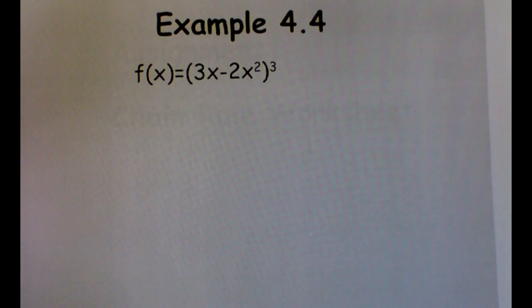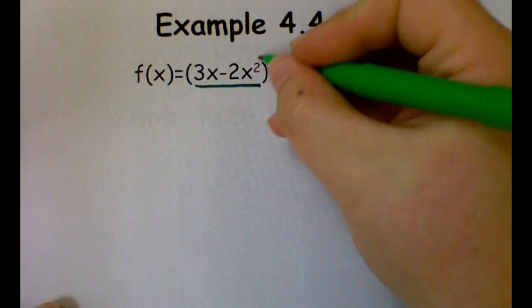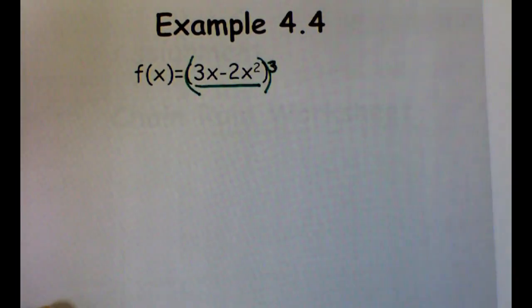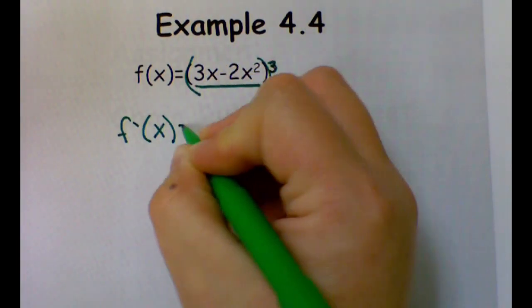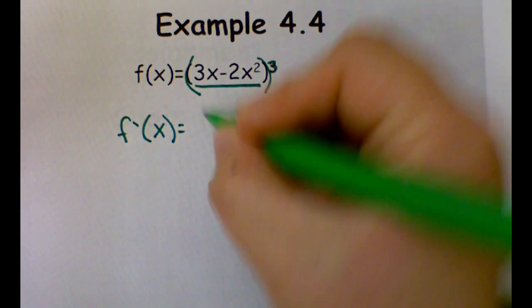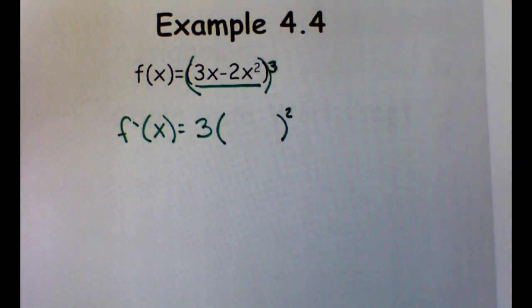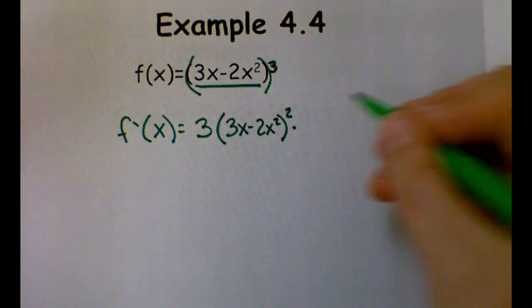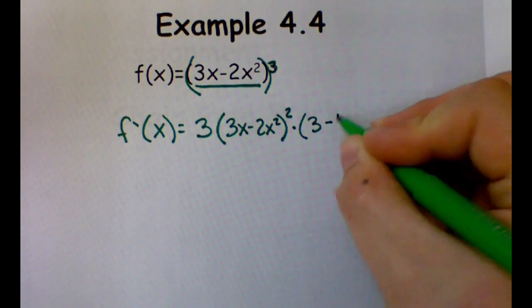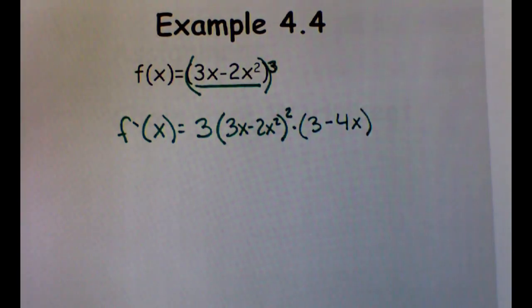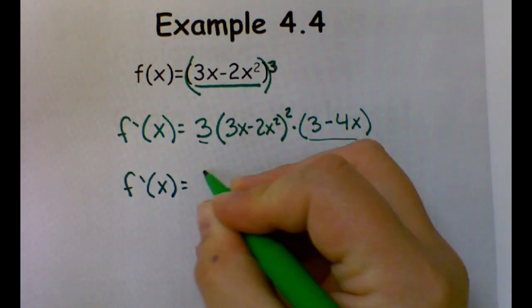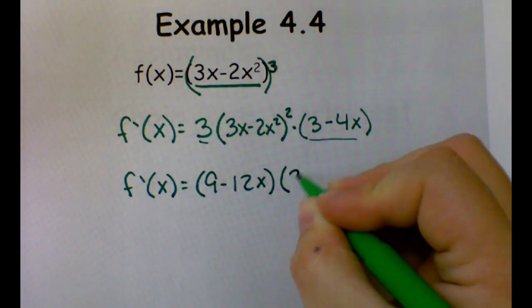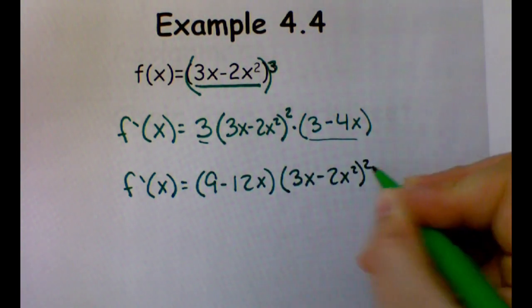So let's try that. We need to look again for our inner and outer function. My inner function would be 3x minus 2x squared. My outer function is something cubed. So to get my derivative, f prime of x, I start by finding the derivative of the cube part. I bring down the 3, my stuff inside stays, and I subtract 1 from the power. So the inside here stays 3x minus 2x squared. Then I multiply by the derivative of the inside, which is 3 minus 4x. And then we simplify if at all possible. I would personally multiply the 3 and the 3 minus 4x together, making my derivative, f prime of x, equal to (9 minus 12x) times (3x minus 2x squared) squared.